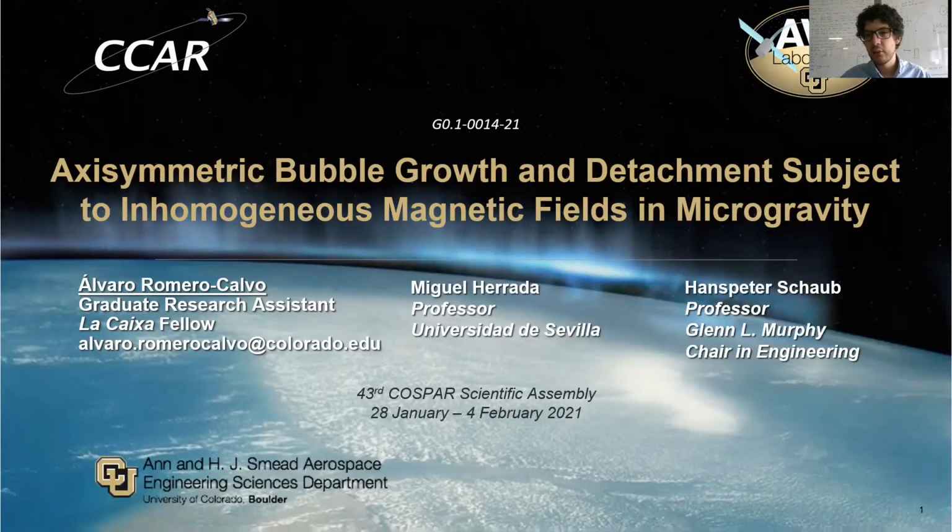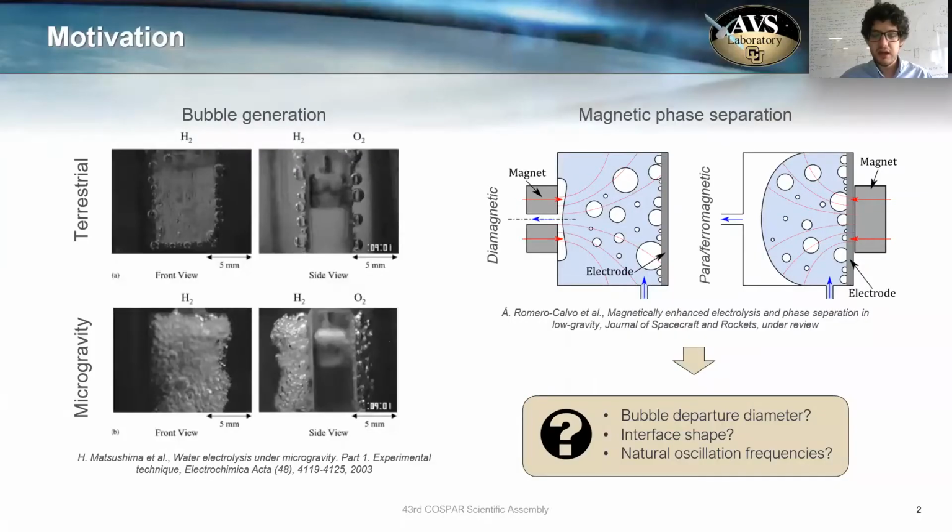Today, my colleagues and I would like to introduce our new numerical simulation framework aimed at studying the growth and detachment of magnetic bubbles in microgravity. In microgravity, due to the absence of buoyancy, when boiling surfaces or electrodes generate bubbles, those tend to accumulate, creating a layer of foam. That, of course, is harmful for the efficiency of the mechanism because it covers the surface.